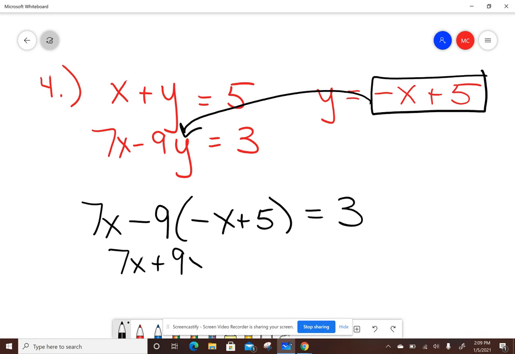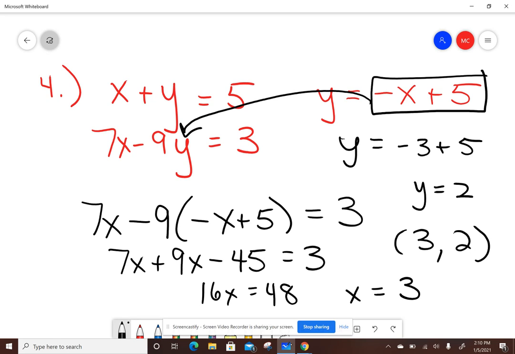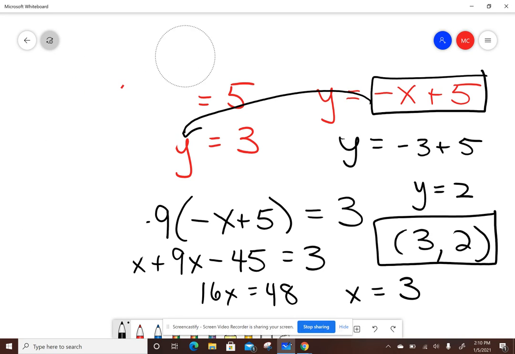7x plus 9x minus 45 equals 3. 16x equals 48. X equals 3. And y equals negative 3 plus 5, so y equals 2. My ordered pair is 3, 2, which again, I'm going to plug in to both and make sure that it works, and it does.